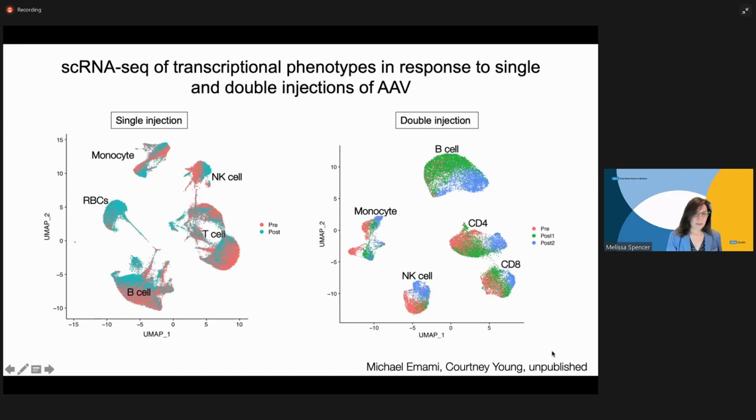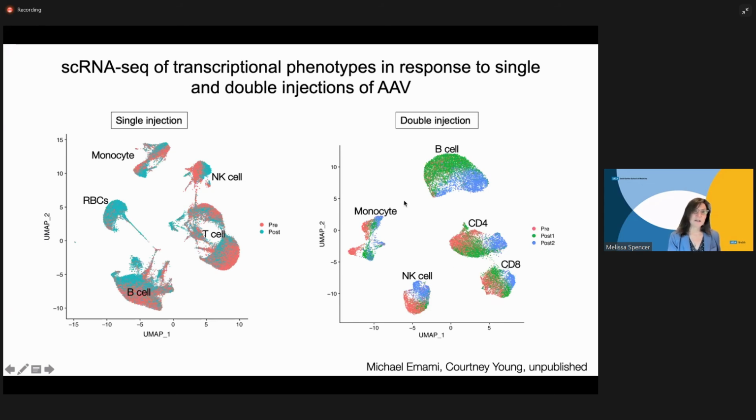And so I'm not going to show a lot of data. I'm just giving an example of sort of how we're going about it. So we are doing single and double dosing. We're then taking all PBMCs and doing single cell sequencing. And so you can see here on a single dose, we get a shift in phenotypes in almost every cell type we look at, including NK cells and monocytes. If we do a double dose, we even see a further shift.